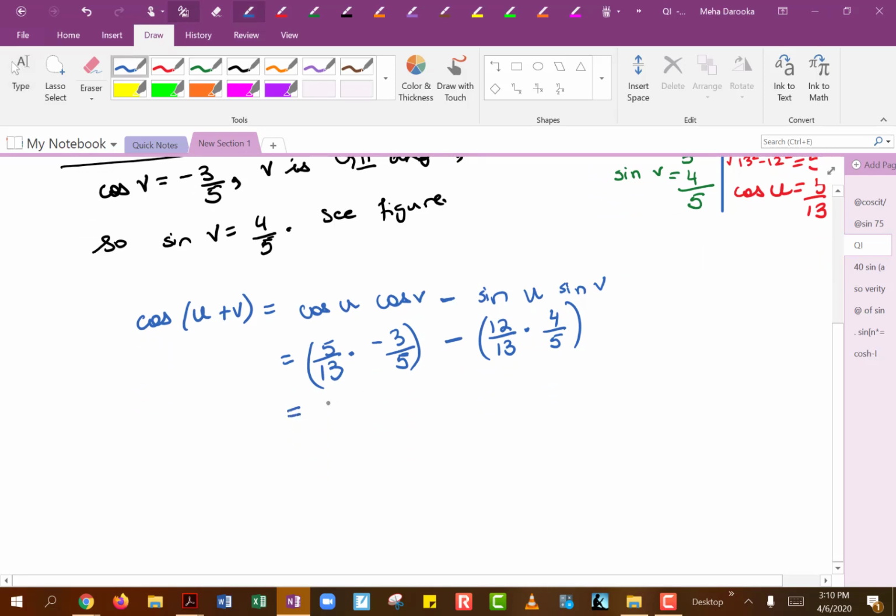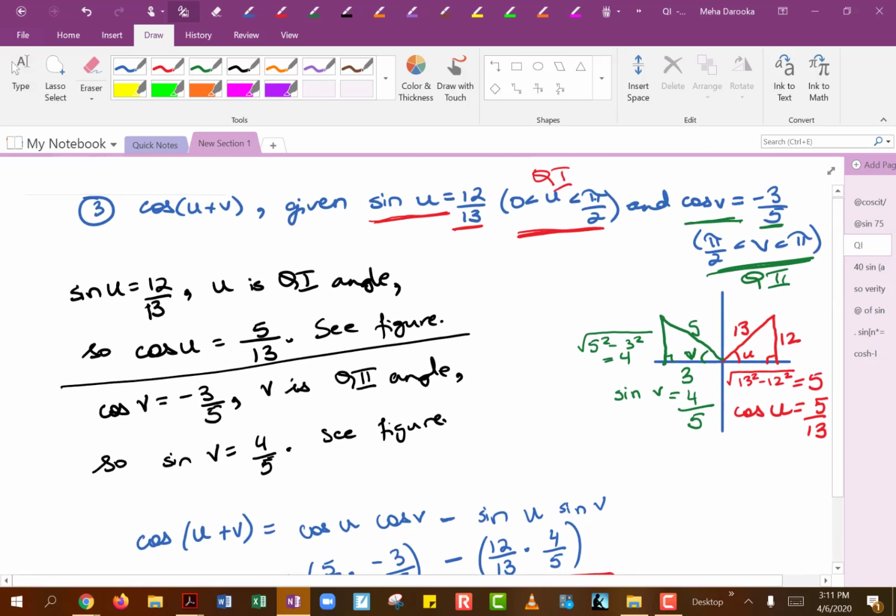So this will come out to be 5 times negative 3 is negative 15. 13 times 5 is 65. Minus 12 times 4 is 48. 13 times 5 again will be 65. So now you have negative 15 minus 48. If you subtract those two numbers, of course your common denominator is 65, you end up getting negative 63 over 65, and this will be your exact answer. So this is what they are asking us for.